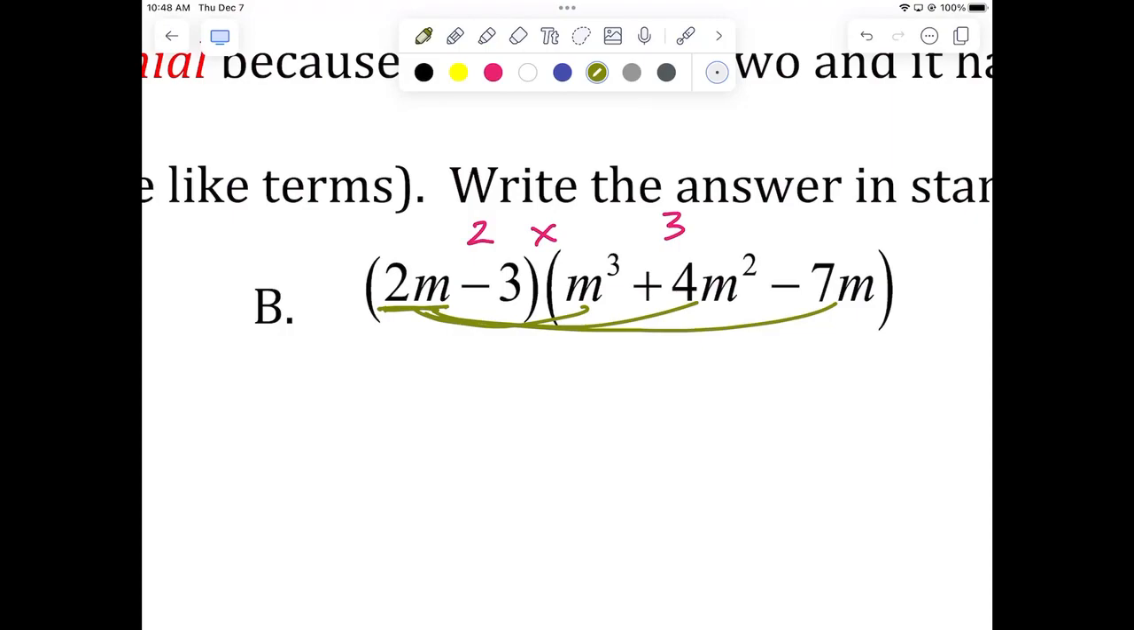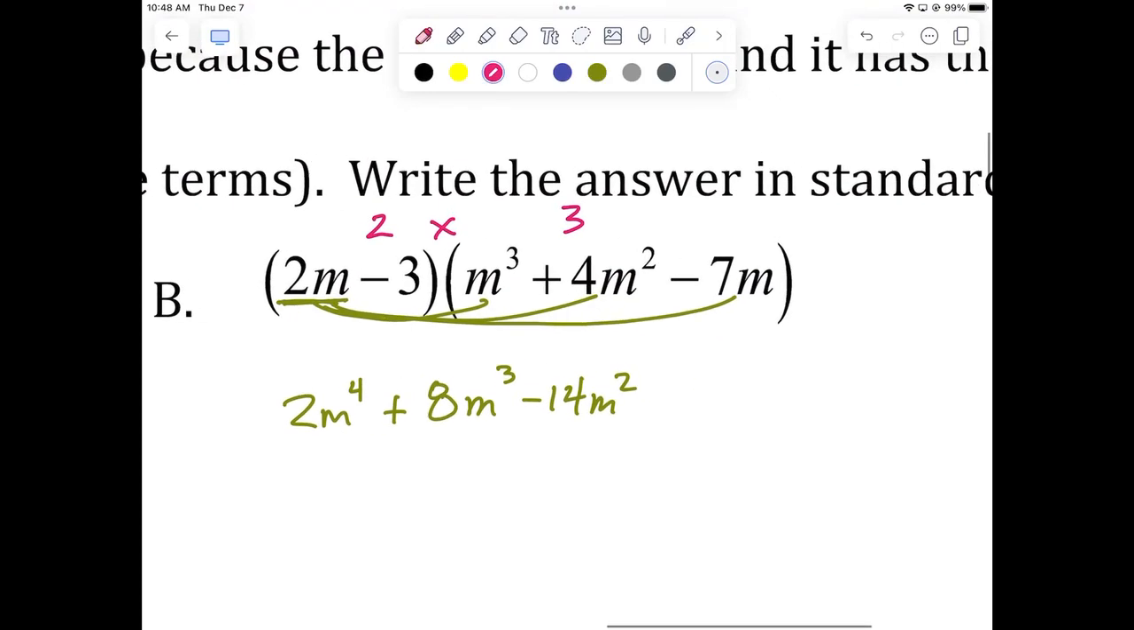So you draw those lines. I'm fine with having those lines there. They show you what you're doing. 2m times m cubed is 2m to the fourth power. Yes? And then we move to the next one. Plus 2 times 4 is 8. And then we get m to the third power. And then we get 2 times negative 7. That's negative 14 m to the 2nd power.